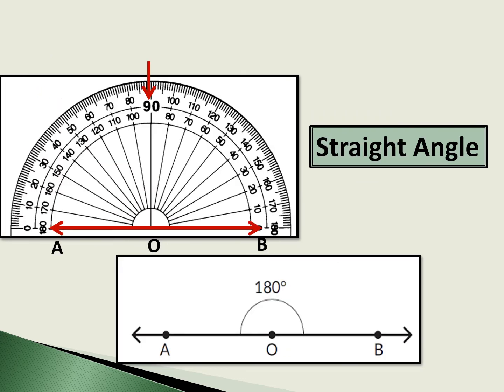Straight angle. It is the same as two right angles next to each other. So it measures exactly 180 degrees. So we can see an angle whose measure is 180 degrees is called a straight angle.